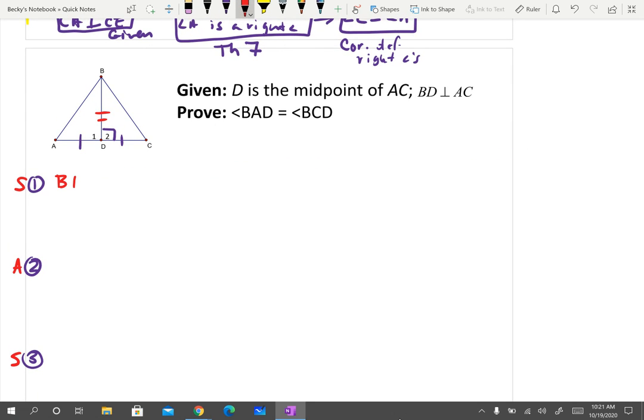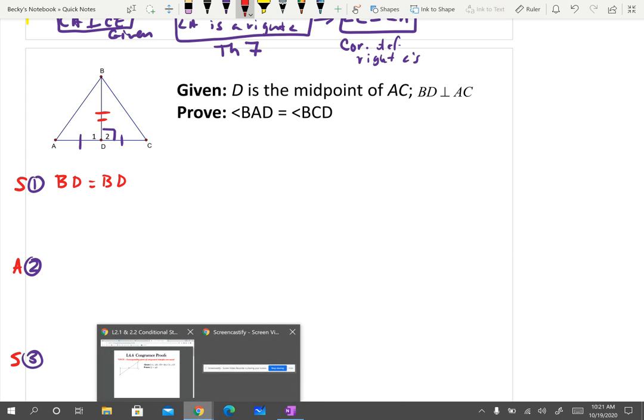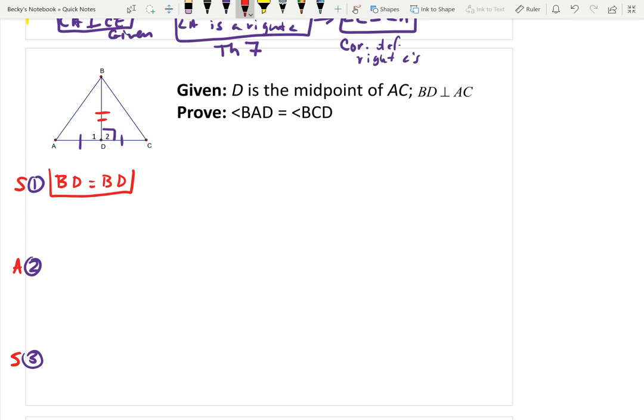Both triangles share segment BD. So I'm going to write BD is equal to BD, put a box around it, and say that this is reflexive property. Now I'm finished with this step because I already showed what it was equal. Now we have to go to the given information next.